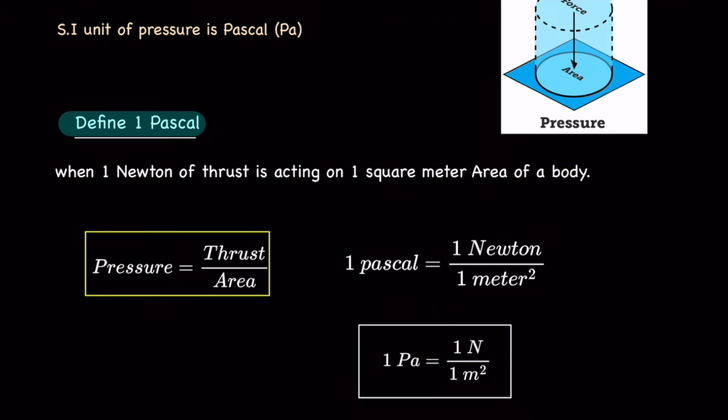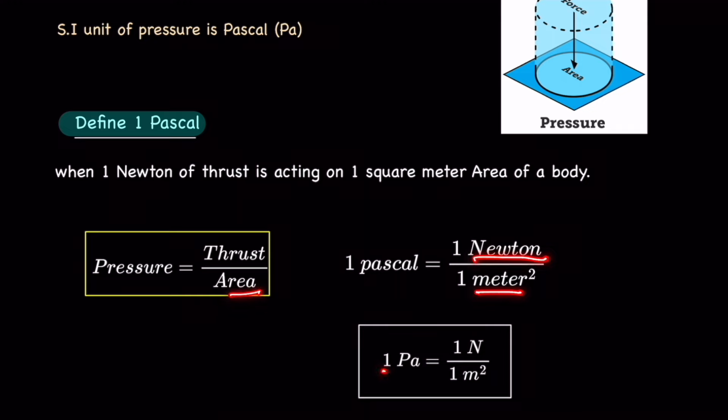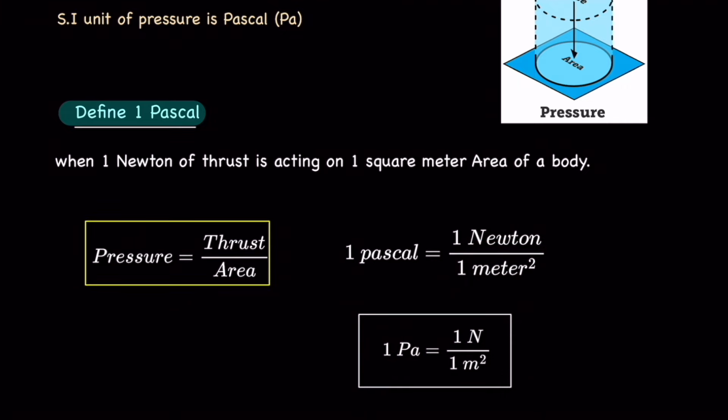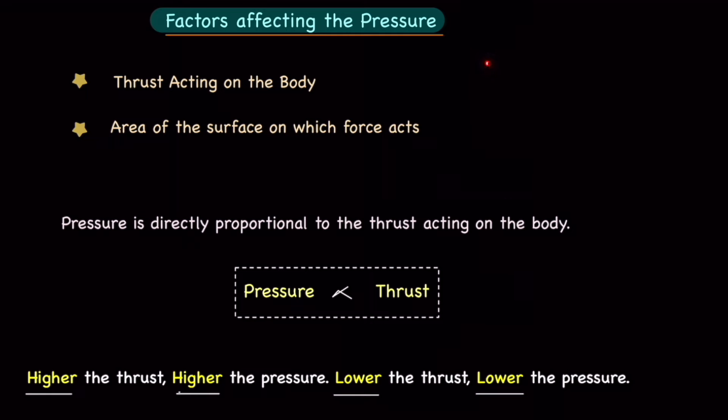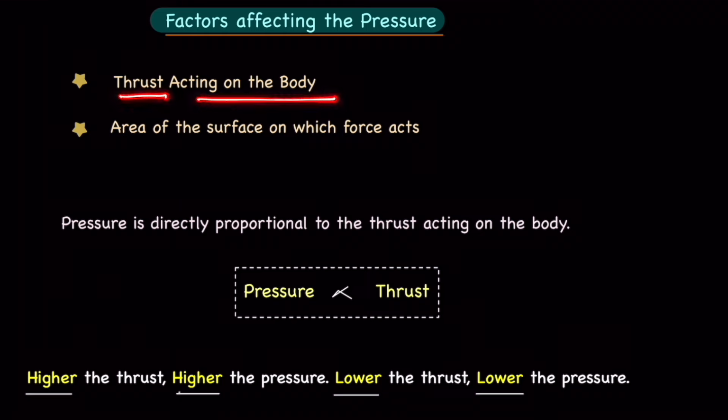Thrust SI unit is Newton, area SI unit is meter square. So 1 Pascal is equal to 1 Newton by 1 meter square. Let's talk about the factors affecting the pressure. We know that pressure is equal to thrust by area. So pressure definitely depends upon the thrust acting on the body and area of the surface on which force acts.